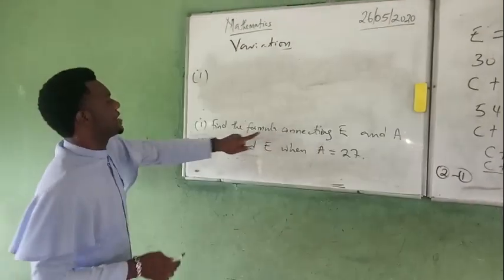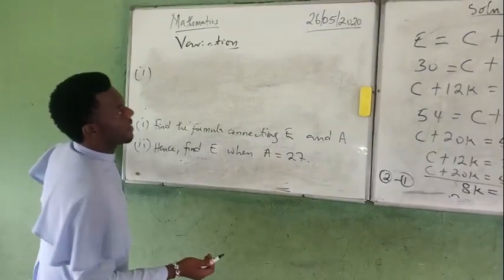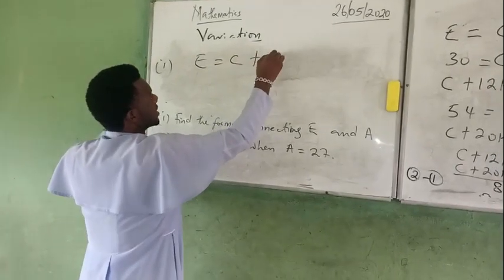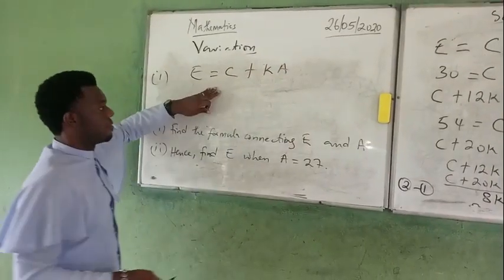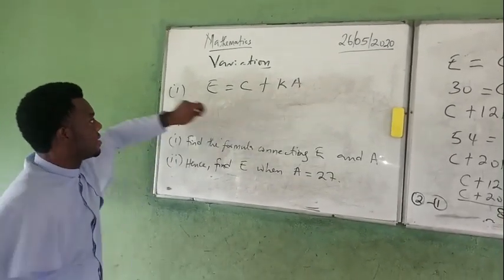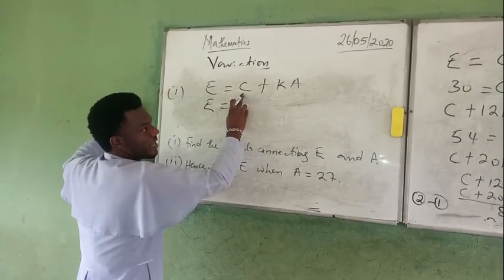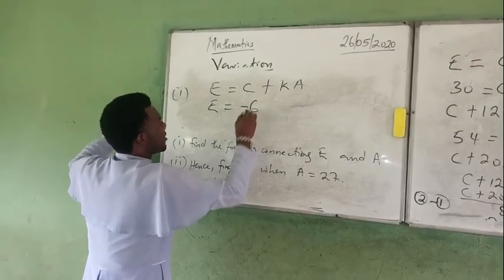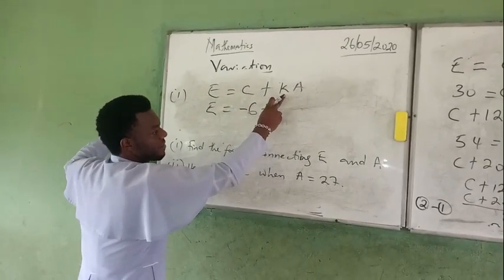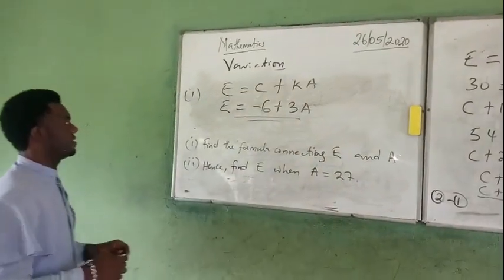The first question says find the formula connecting E and A. The formula we have is E is equal to C plus KA. We have to replace C and K with the numbers. From what we have solved, C is minus 6, plus, what is our K? Our K is 3A. So E equals minus 6 plus 3A is the formula connecting E and A.